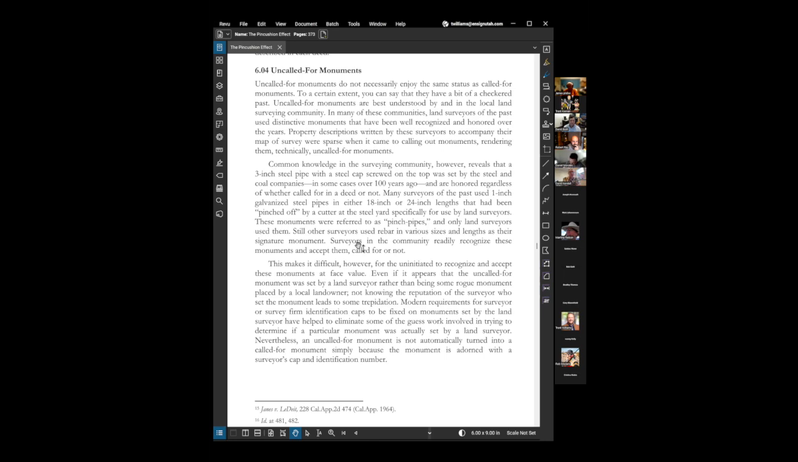Yeah. Okay. Yeah. It could be anything. Somebody might have set 4x4 posts painted white on every lot corner, and those are the original monuments, and everybody knows this. Or, maybe some surveyor came in and set pipes for the whole neighborhood, and everybody knows this, but there's no record of it.